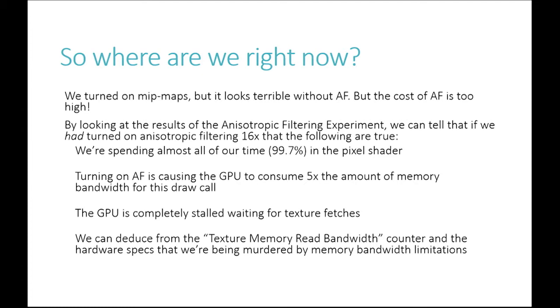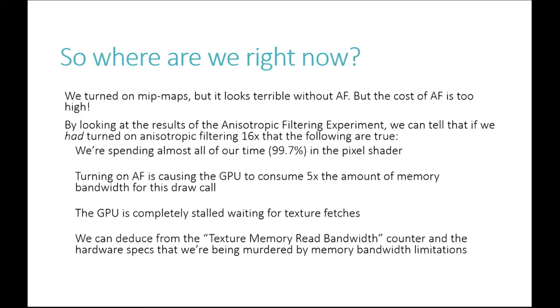Well, we've turned on bitmaps, but it looks terrible without anisotropic filtering. We want to turn on anisotropic filtering, but it's just too expensive. But by looking at the results from the anisotropic filtering experiment, we can now tell why. The percentage of time shading pixels counter tells us that we're spending all of our time shading pixels. So that's where our workload is.